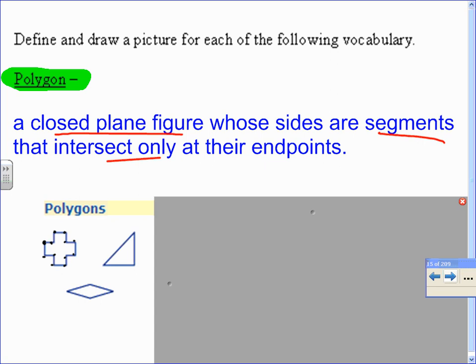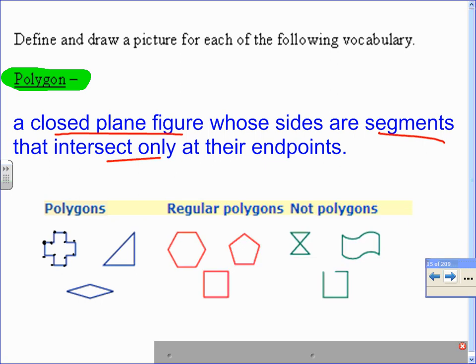So let me show you some that are not polygons. Okay, so not a polygon. This one in green over here, it crosses. So no, because it doesn't just cross where the segments meet. It intersects in the middle. Not a polygon because the edges are not segments, they're curved. You cannot have curved edges on a polygon. This one is open, not a polygon because it's not closed.